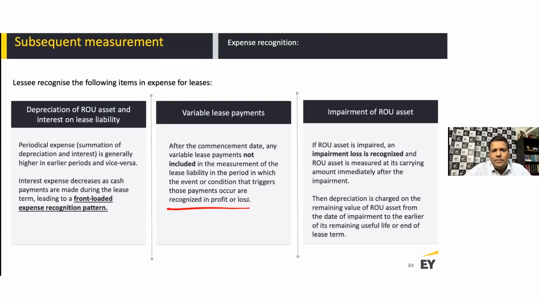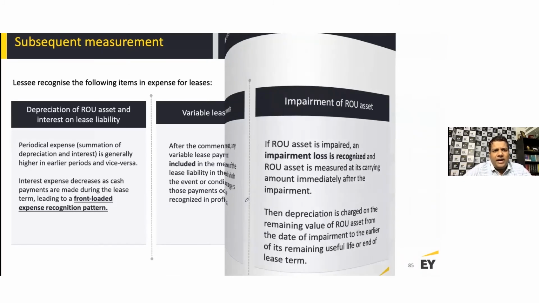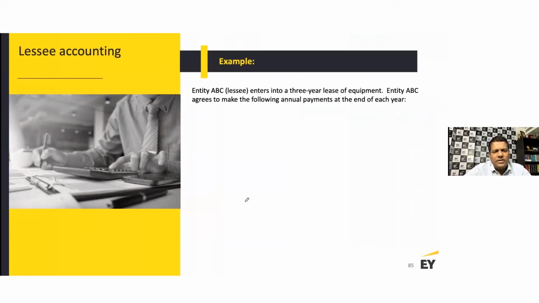If ROU asset is impaired, an impairment loss is recognized, and ROU asset is measured at its carrying amount immediately after the impairment, then the depreciation charge is also being revised for the future period, right? So let's take an example to further understand all of these concepts, right?